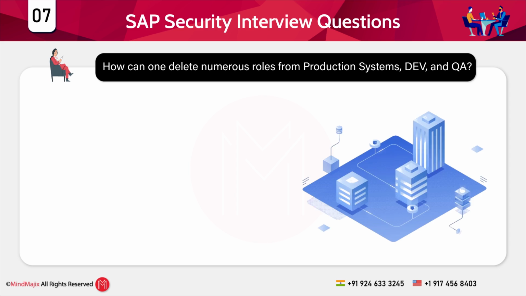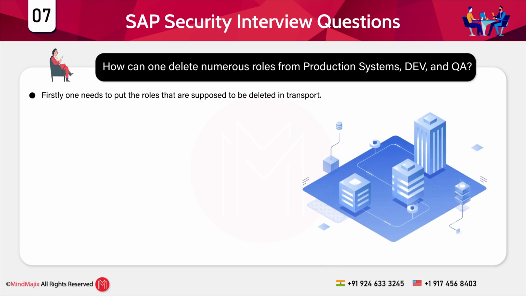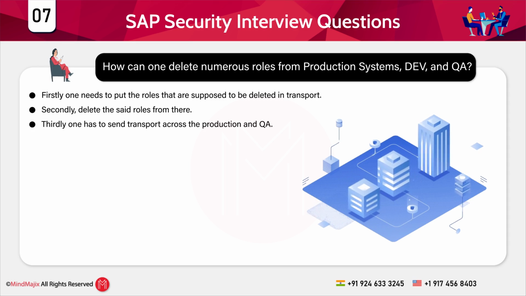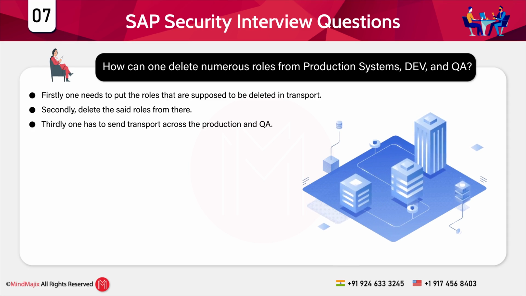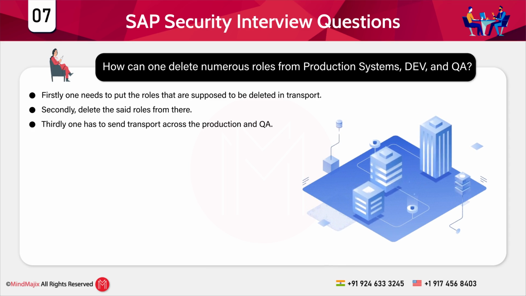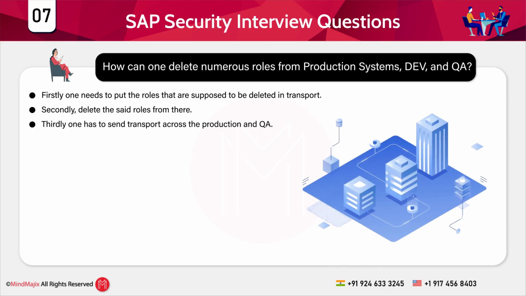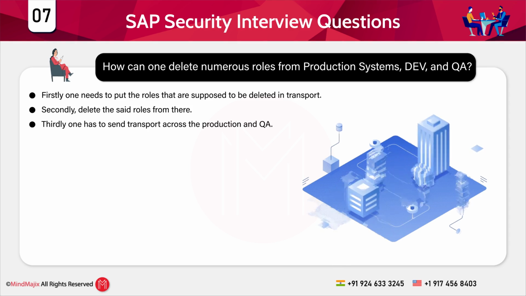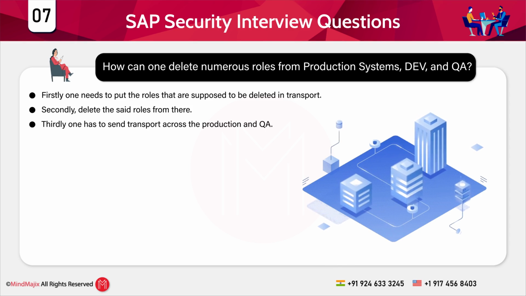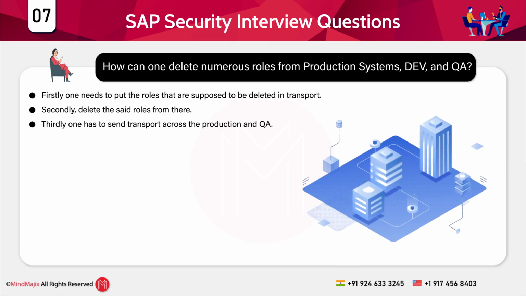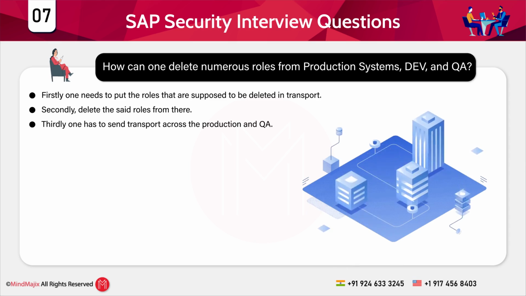The next question is, how can one delete numerous roles from the production systems, development, and the QA? So there are a few steps that make it possible to delete numerous roles from the above mentioned systems like the production system, development, and the QA. The first step over here is one needs to put the roles that are supposed to be deleted in the transport. Next, delete the mentioned roles from there, and then one has to send the transport across the production and QA. So in this way, one can delete numerous roles from production, development, and QA.